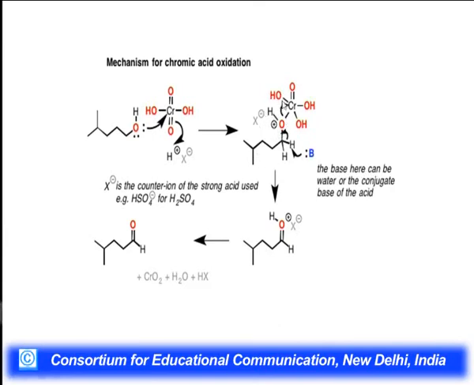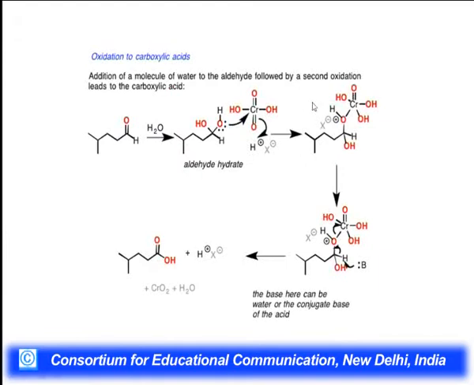Now what happens here is a base comes in. The base can be a water molecule or even HSO4 minus, and it abstracts an alpha hydrogen from here. This is very important, and this goes back and forms a double bond here between carbon and oxygen. And at the same time, please remember this chromium complex is a good leaving group, and this takes these electrons from here and it is pushed out.